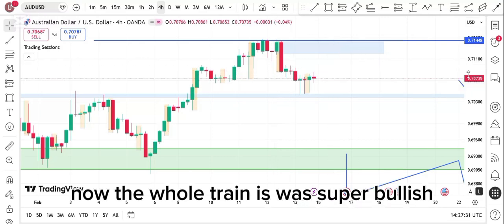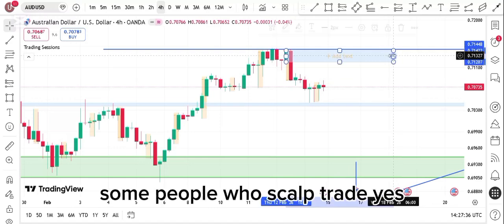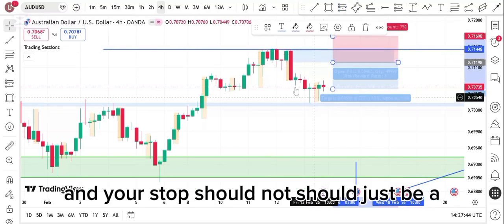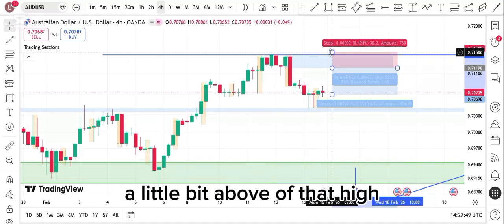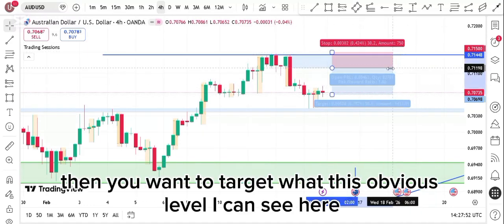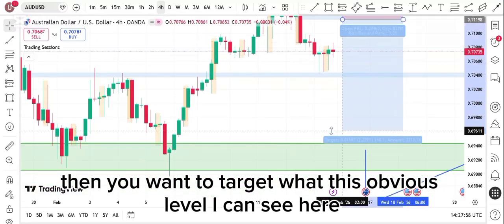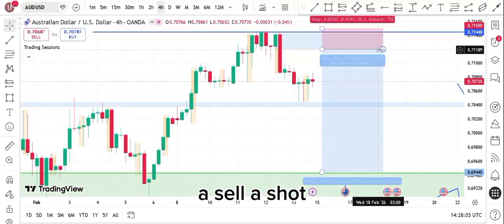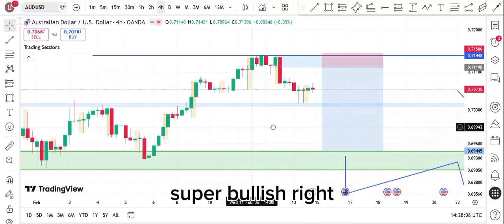Now the whole trend was super bullish. I'm not interested in the sell, but I'm just saying for scalpers, people who scalp trade, yes, you can take a short trade from this level, and your stop should be a little bit above that high. Then you want to target this obvious level I could see here. So AUD USD, you might want to take a short, but I don't trade counter trend because the whole trend is super bullish.